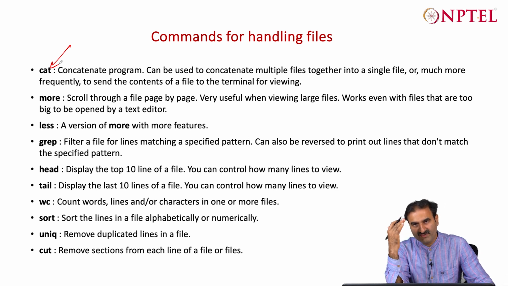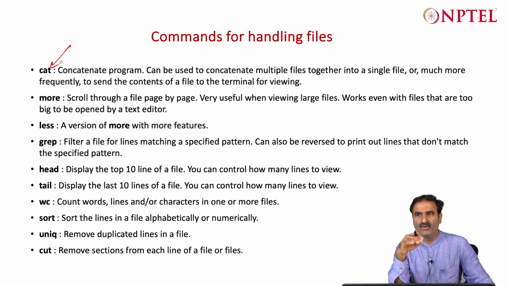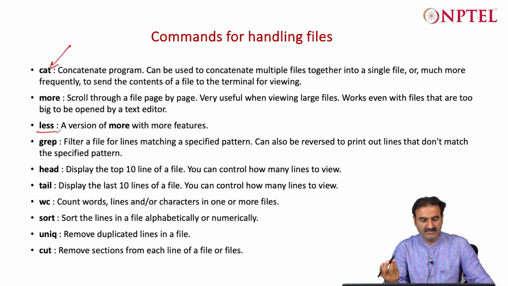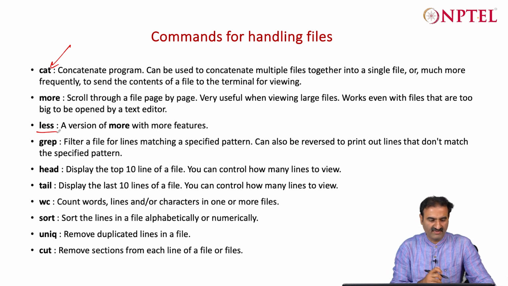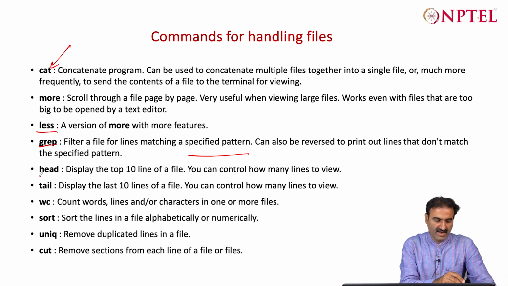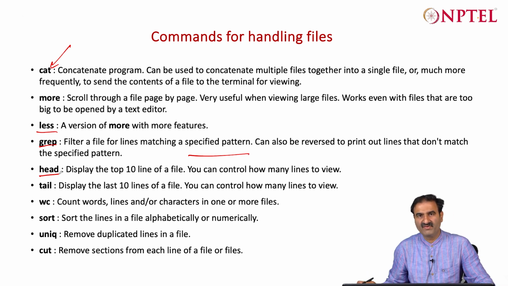More is for just viewing the contents of a file. So if you say more and a file name, it will just display the contents of that file on the terminal. Less can also do the same job, but has a few more features. For example, you can also go up and down in that file. grep is to extract information matching a particular pattern from a file or from two files. Head will display the contents of a file, only the top 10 lines by default, but you can also specify how many lines you want to view.